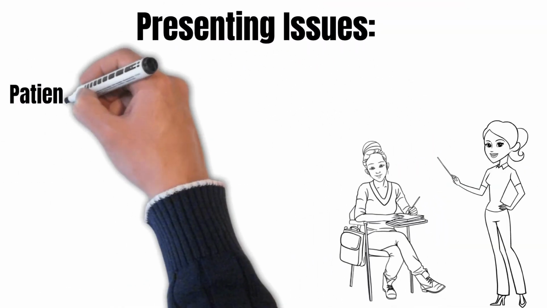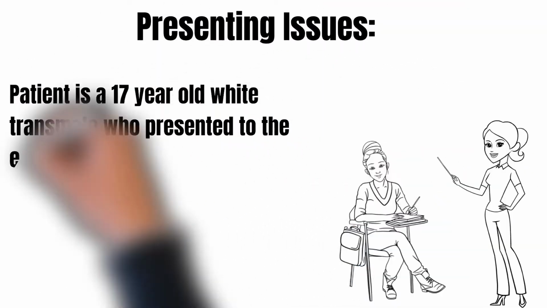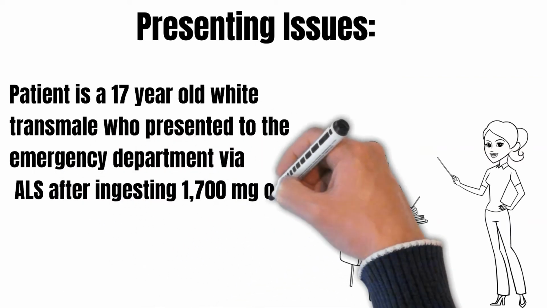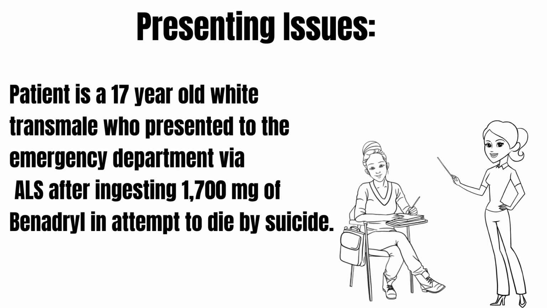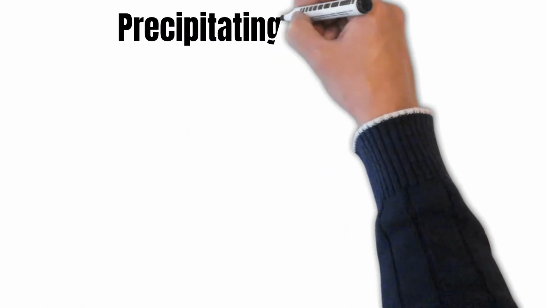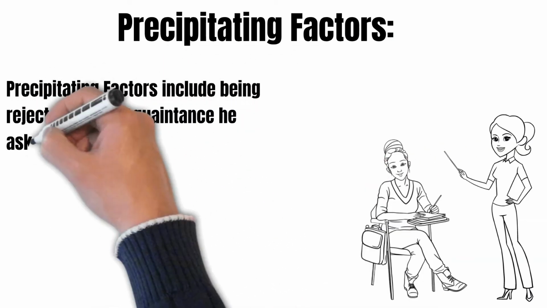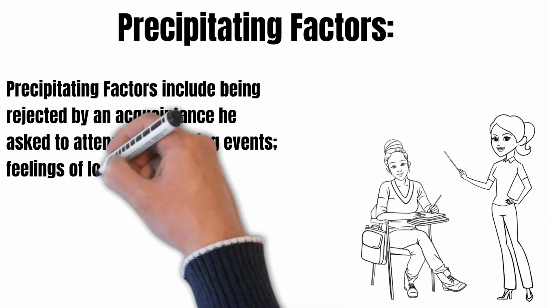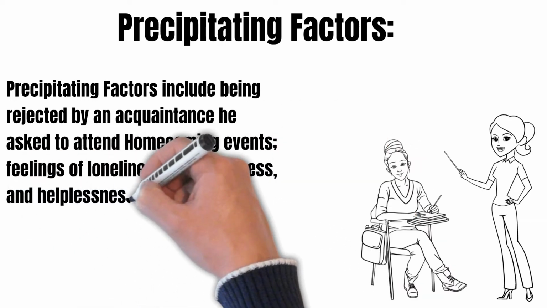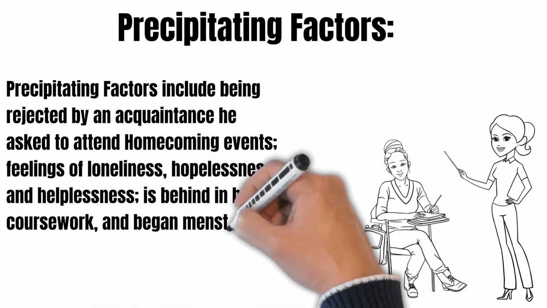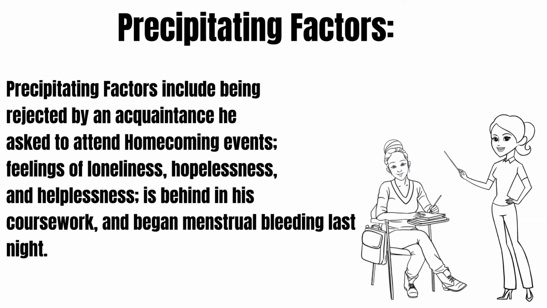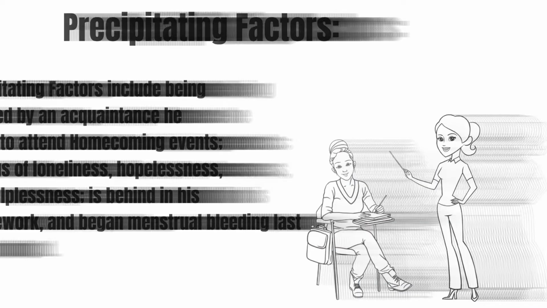This patient is a 17-year-old white trans male who presented to the emergency department via ALS after ingesting 1,700 milligrams of Benadryl in an attempt to die by suicide. Precipitating factors for our example patient include being rejected by an acquaintance he asked to attend homecoming events, feelings of loneliness, hopelessness, and helplessness. He is currently behind in his coursework and began menstrual bleeding last night.